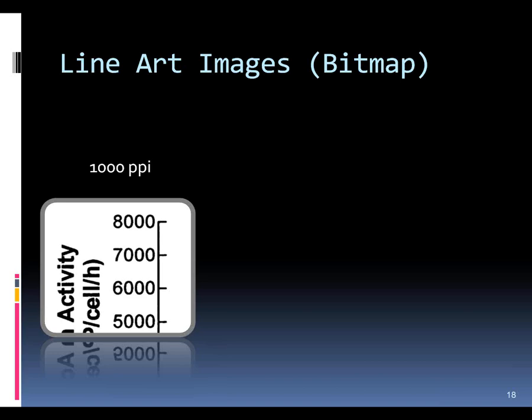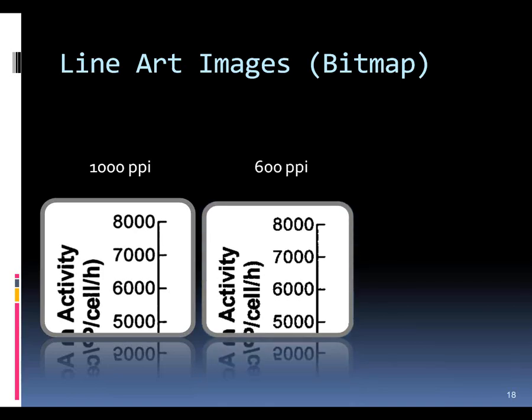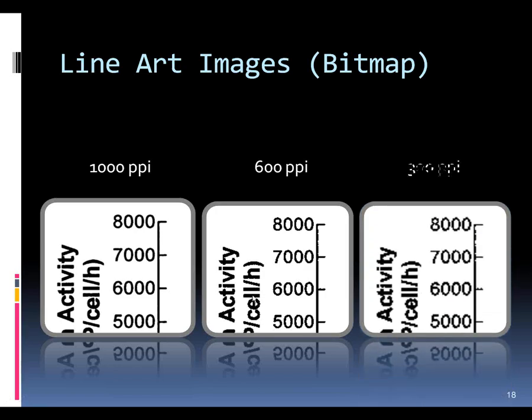But let me show you what happens as resolution goes down in bitmap images. We'll zoom in on that same image we just looked at, and here it is at 1,000 pixels per inch. If we downsampled that to 600 pixels per inch, you can start to see your pixels. If you look in these areas here, there are some pixels you can see on slanted lines and on curves. And if you downsample it even further to 300 pixels per inch, then you can really see your pixels when you look closely. So that's why it's very important that bitmap images have very high resolution.